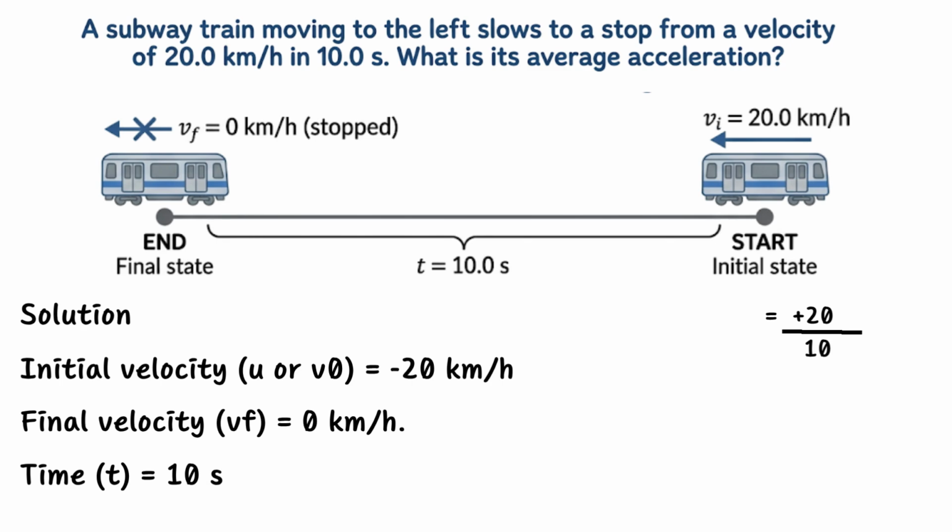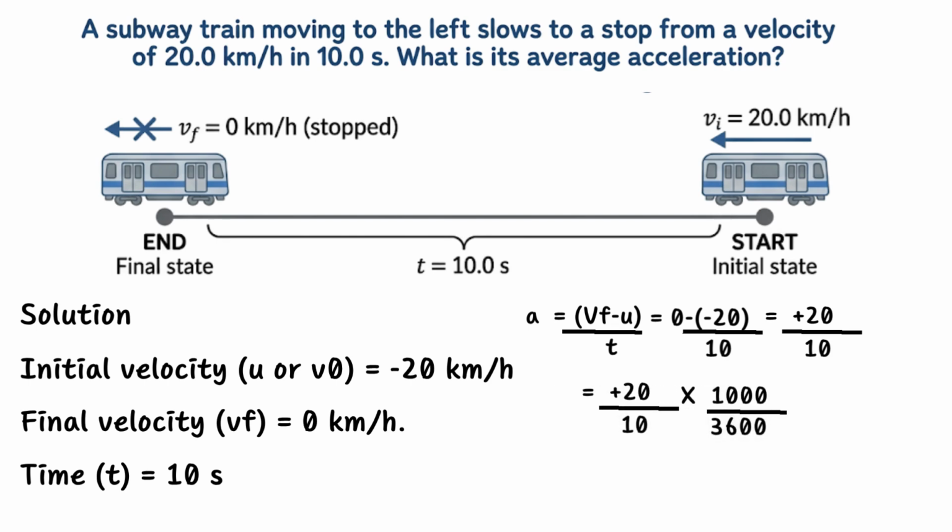The change in velocity will be final velocity minus initial velocity. So we have 0 minus minus 20 to give us 20, that's plus 20. And then we convert the units and divide. We're going to convert the units to meters per second. So we have 20 kilometers per hour divided by 10 times 10 kilometers times 1 over 360. So the average acceleration is 0.566 meters per second squared.